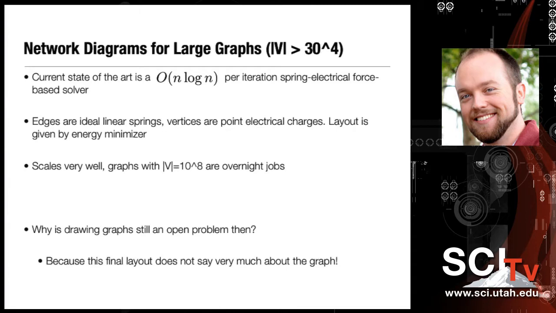And so essentially all you say is, okay, edges are springs, vertices are point electrical charges, the final layout is whatever is given by your energy minimizer. And nowadays, if you use things like these multipole methods for doing the energy minimization, you can actually get this to scale pretty well, right? So use the same kinds of codes that people do for gravity simulations instead of charge, but it's the same idea. And you can run things with like hundreds of millions of vertices overnight on a big machine, and it works. Yeah? Usually, how many edges do you have? They're usually much sparser. Okay.